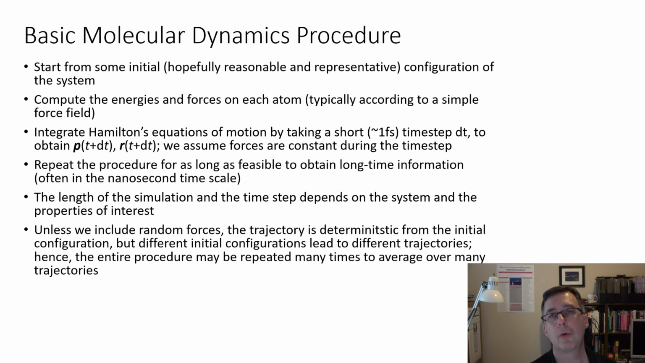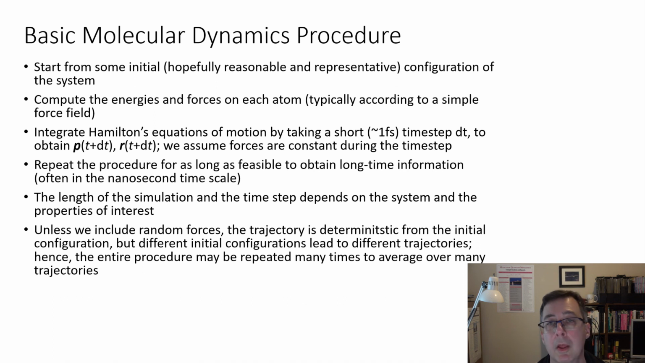Now, unless you are somehow injecting random forces into the simulation, and there can be reasons to do that, the trajectory is going to be deterministic from the initial configuration. So if I were to start from exactly the same initial set of Cartesian coordinates and momenta, then in principle, if I ran the simulation 1,000 times, I should get the same trajectory 1,000 times. Okay? And so Newton's equations are basically deterministic equations as long as you start from the same set of coordinates.